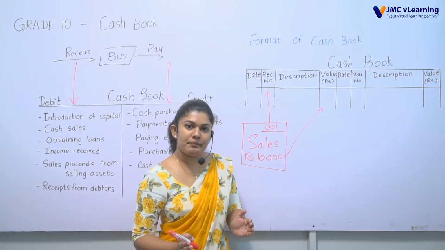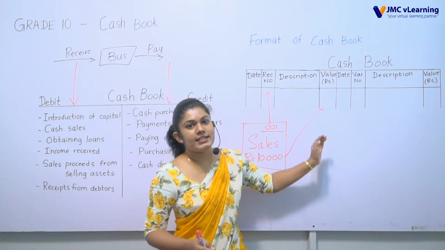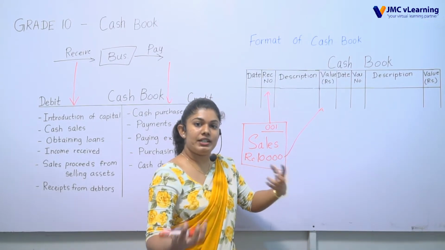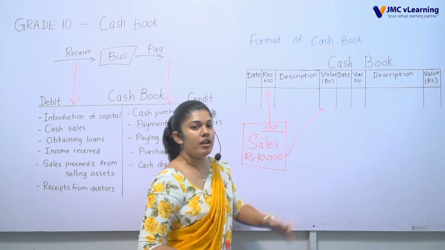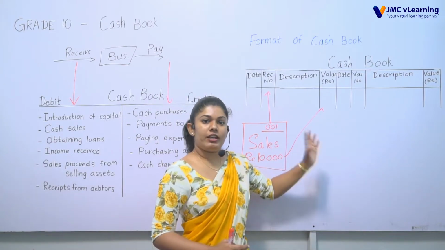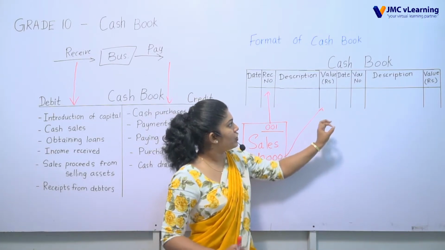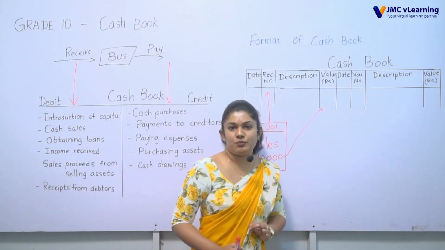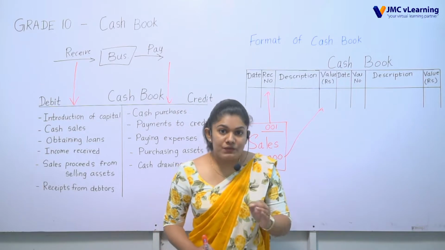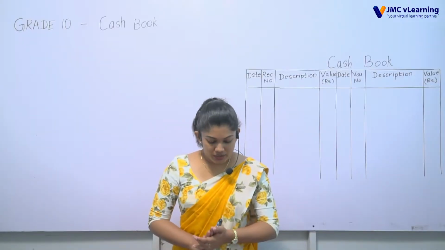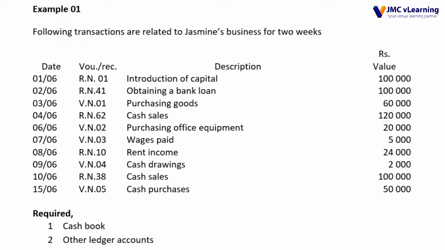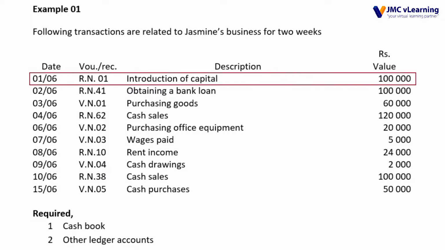For a certain period of time, we can find a summary of transaction details during a certain period. If we look at this cash book, we can get cash receipts from this side of the cash book, that means debit side, and we can get the information about payments from the credit side of the cash book. So we'll explain this further using an example. The following transactions are related to Jasmine's business for 2 weeks. You have given dates, receipt and voucher numbers, then the descriptions of transaction.